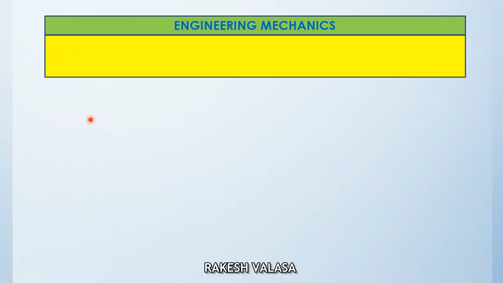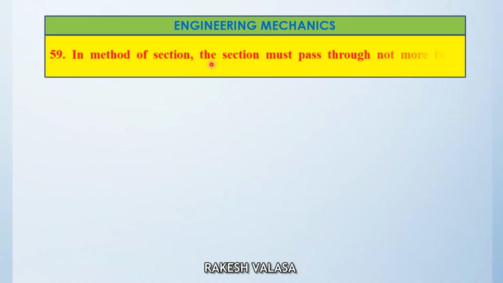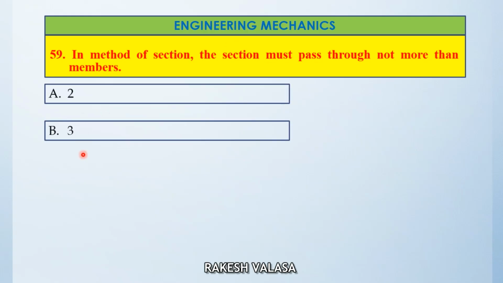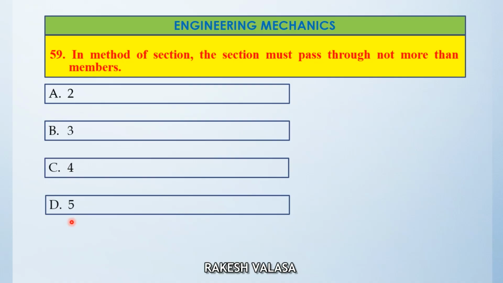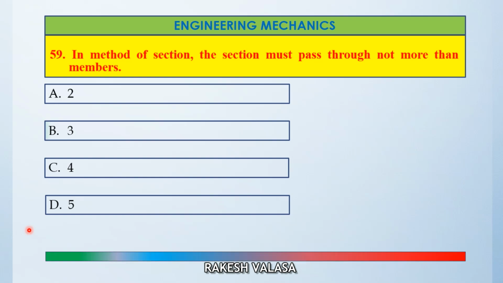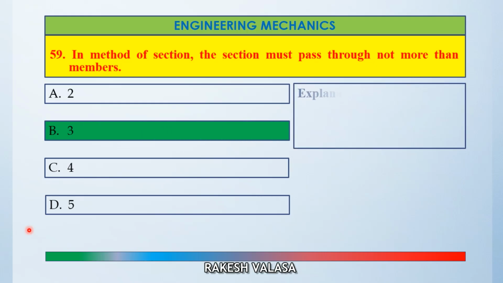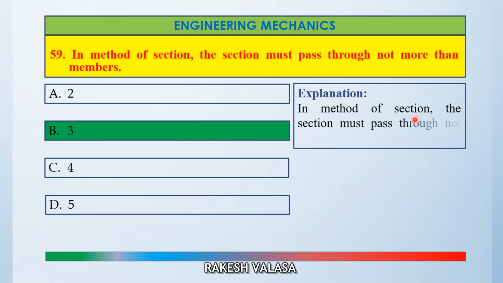Question number 59. In the method of sections, the section must pass through not more than how many members? Option A 2, option B 3, option C 4, option D 5. The correct answer is option B, 3. Let us see the explanation. In the method of sections, the section must pass through not more than 3 members. So the correct answer is option B, 3.